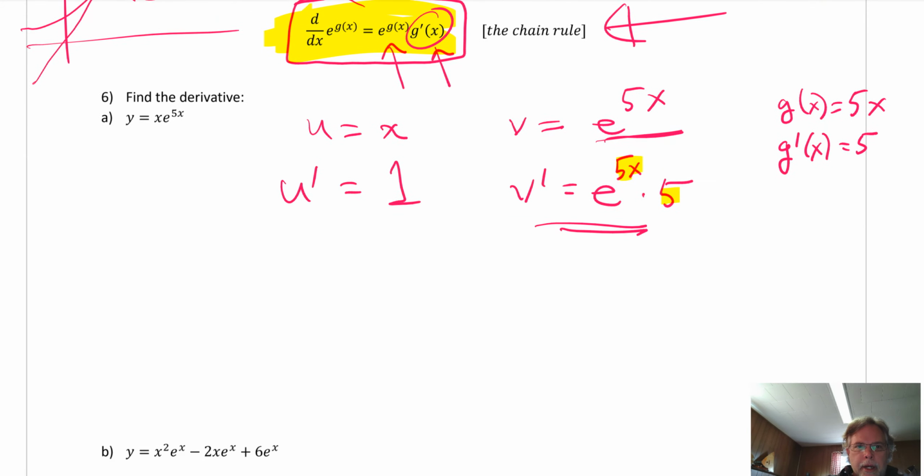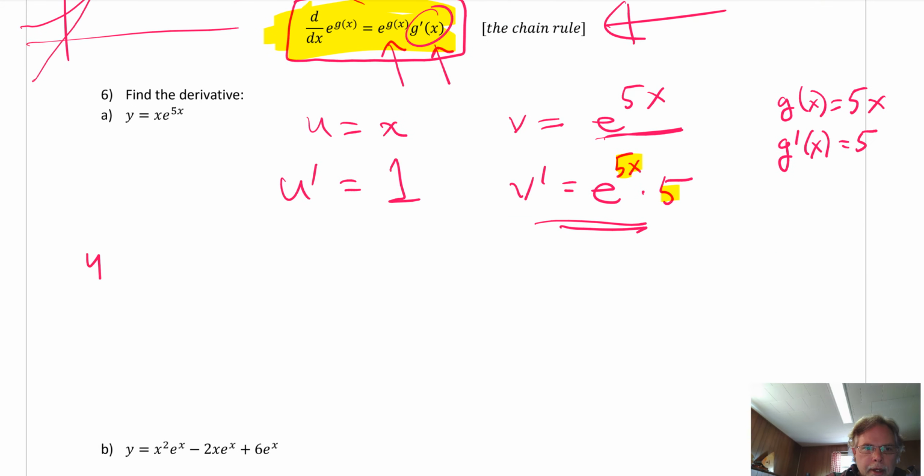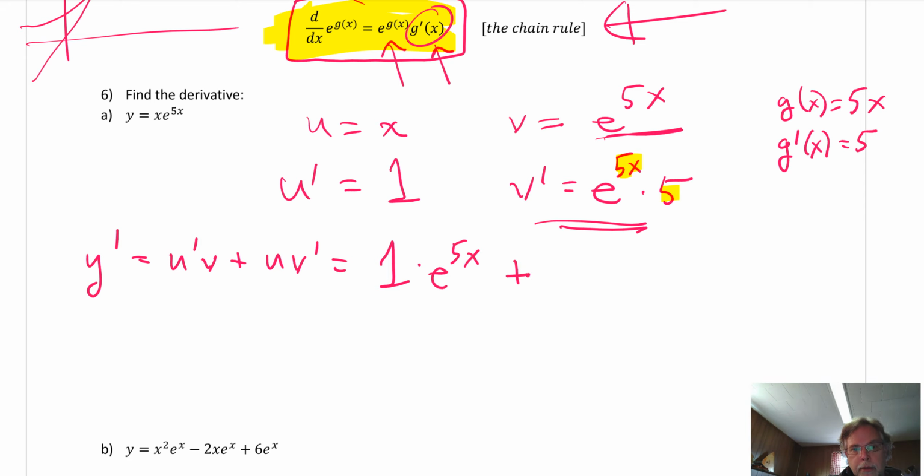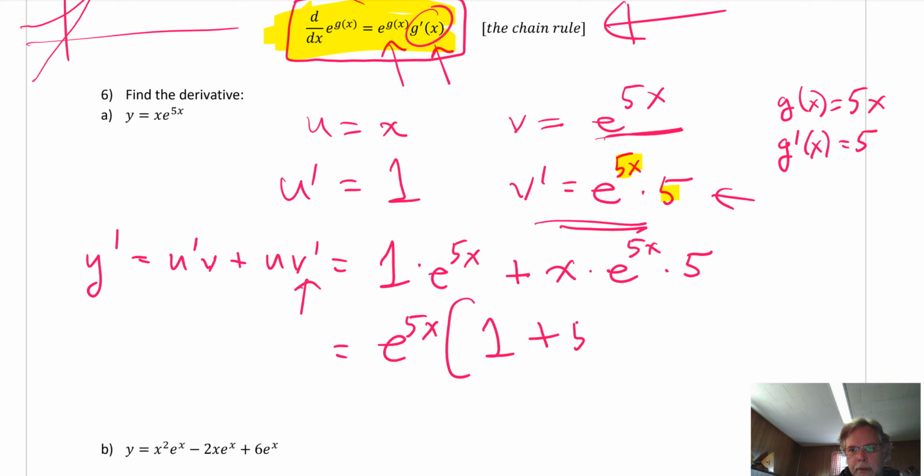Okay, so now we need the product rule. To answer this question, what is y prime? We need the product rule, u prime v plus u v prime. U prime is 1 times v, which was e to the 5x, plus u, which was x, times v prime, which was e to the 5x times 5. So this will be e to the 5x, factored out, times 1 plus 5x.